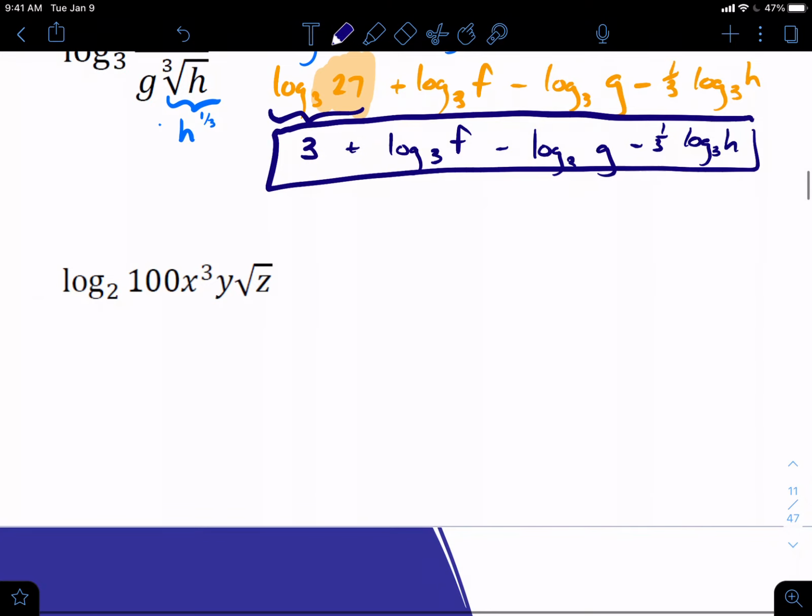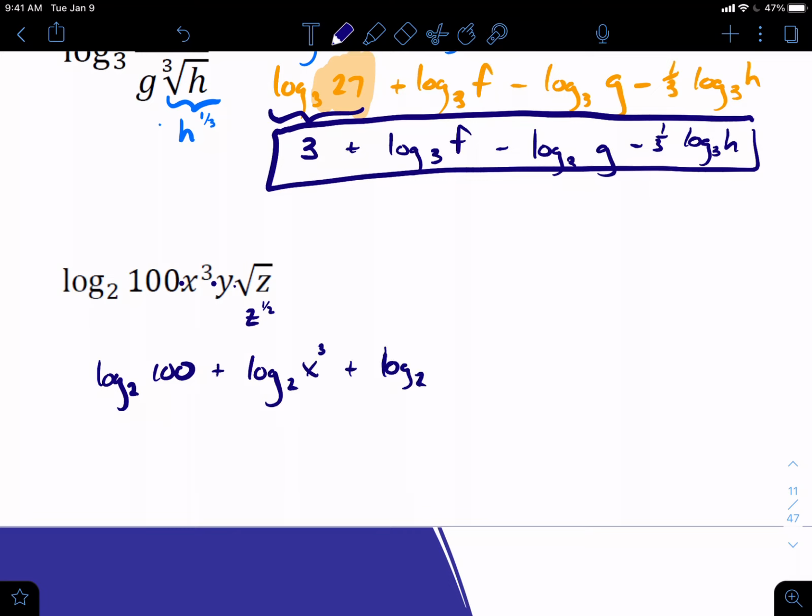Last problem, here we go. So coming over here, we have a lot of stuff being multiplied together. The square root of z will be z to the 1/2, of course. So rewriting this, we'll have log base 2 of 100. Again, we see two numbers there, so we're going to think about that in a minute. And then since we're multiplying, we're going to add. So this will be log base 2 of x to the 3rd plus log base 2 of y plus log base 2 of z to the 1/2.